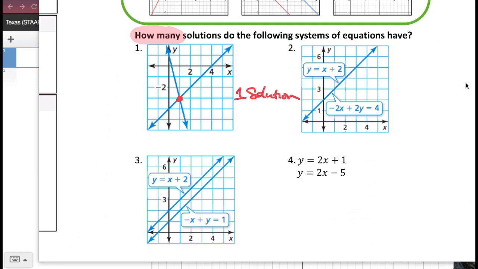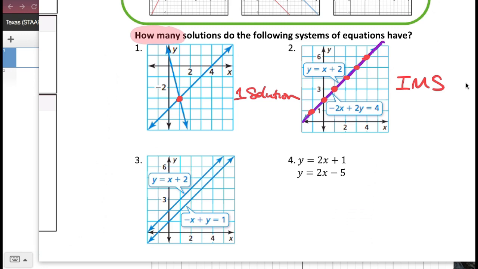Great. In number 2, it's saying that there are two lines. Like in the one that turned purple for us, it has a red line that goes through it and then a blue line that goes through it. So essentially they're right on top of each other. So they cross here and here and here and here and everywhere in between. This has an infinite amount of solutions, infinitely many solutions.